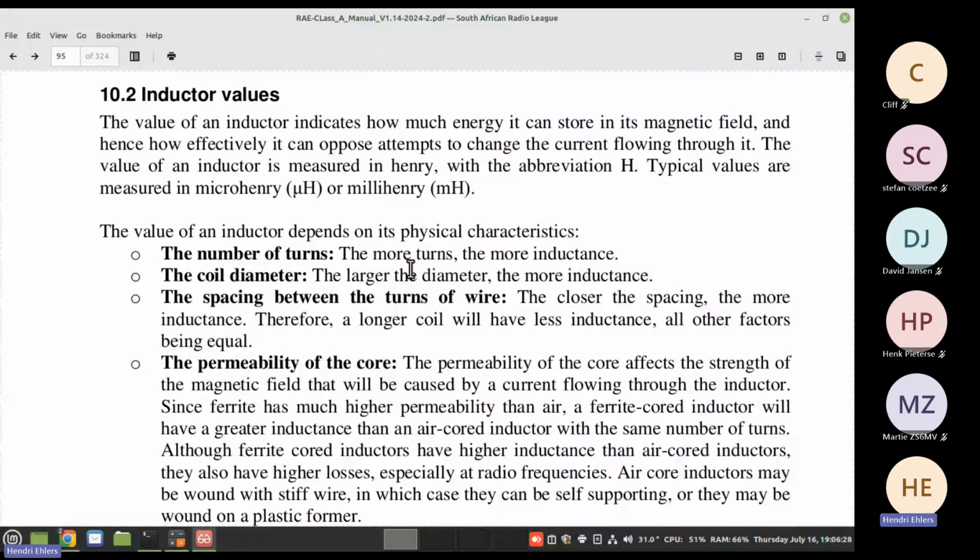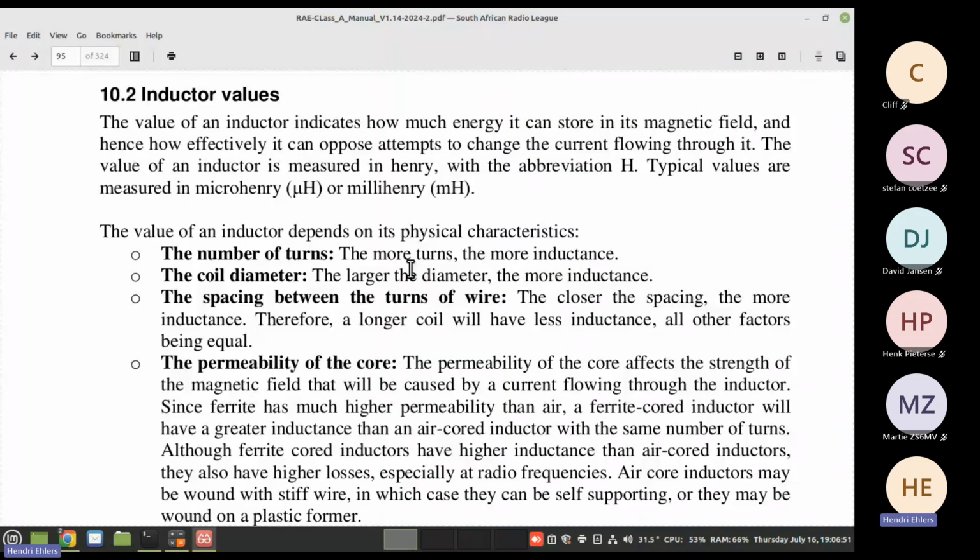I don't understand what they're saying there. They say the closer the spacing, the more the inductance. Therefore, a longer coil will have less inductance. Doesn't make sense. I would stop at the closer the spacing, the more the inductance, because that is true.